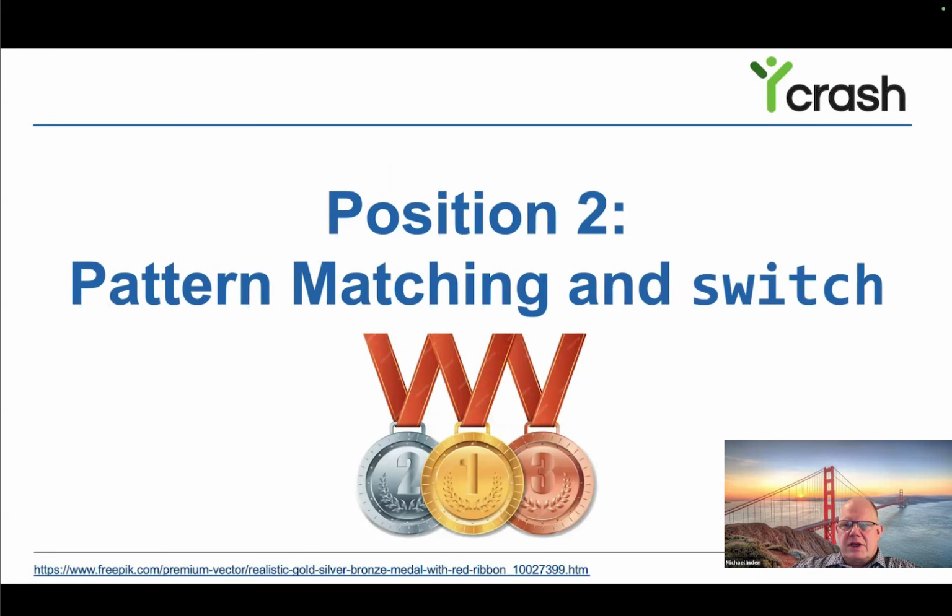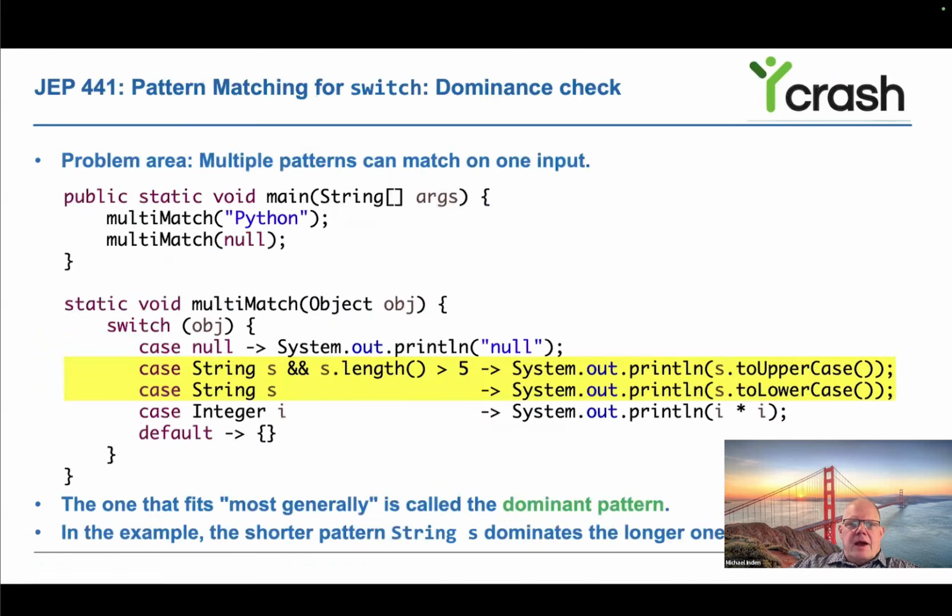Number two, pattern matching and switch. In the past, we were allowed to use pattern matching with instanceof, but we were not allowed to use this with switch. This is changing with Java 21, and we first got the possibility to provide a guard condition, but we have to be careful because in the switch you have several possibilities to specify conditions.